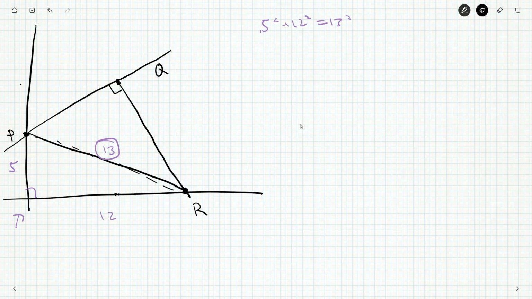So I know what PR is. Does that actually matter? I don't think so. I think I just need to figure out PQ and QR. I will include this as a little side calculation that PR is 13, just in case I find that relevant.